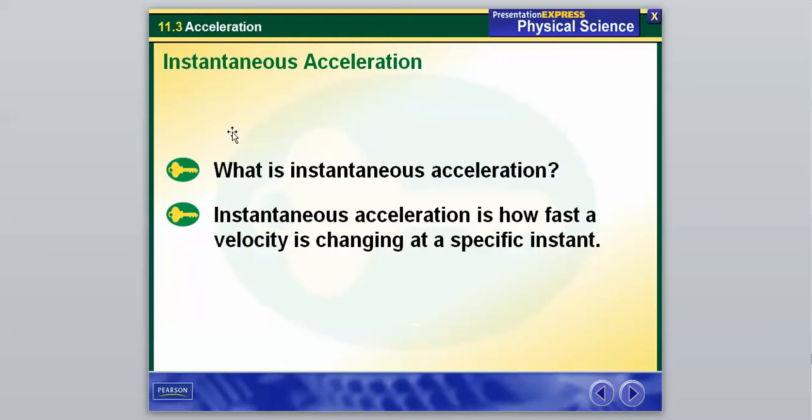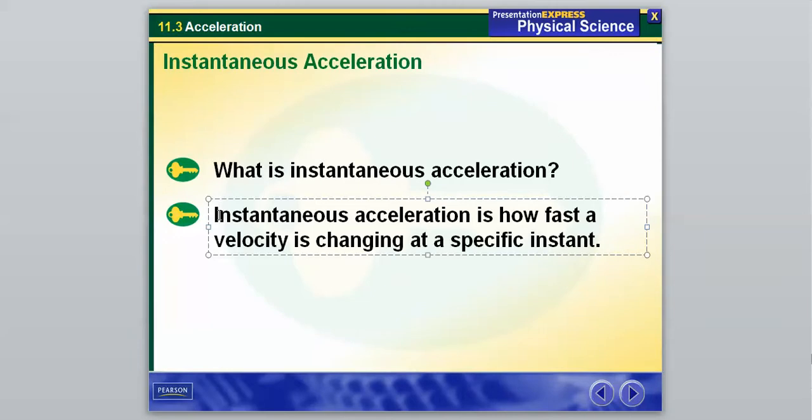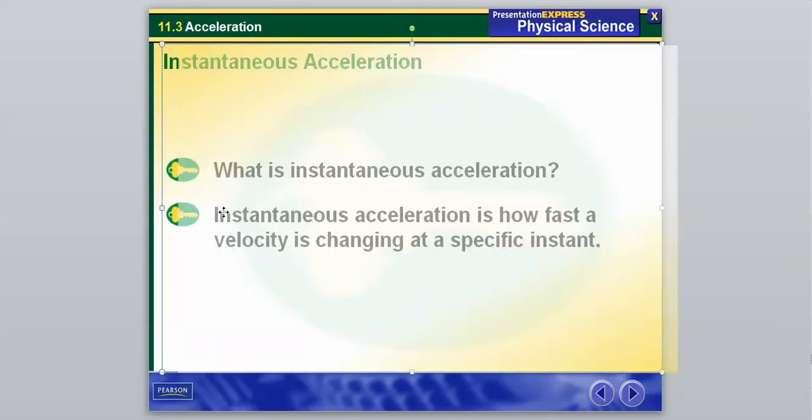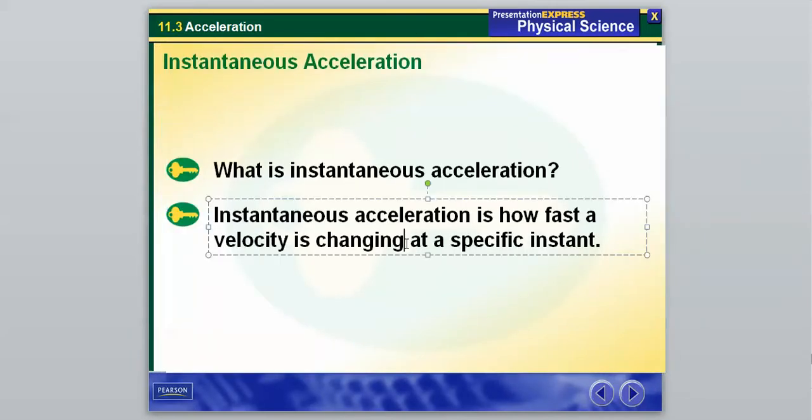And then to wrap it up, they talk about something called instantaneous acceleration, which I don't really know why they didn't mention this with constant acceleration, but we'll just wrap it up with our last slide here. So instantaneous acceleration is a lot like instantaneous speed. It's how fast a velocity is changing at a specific instant. So at one point in time, how much is the velocity changing?